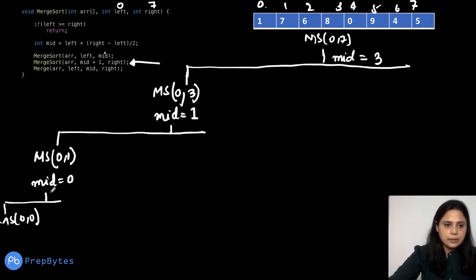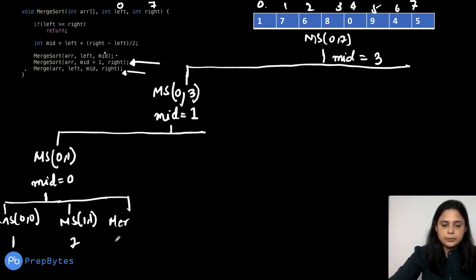Now my mid was 0 here, right? When I called merge sort 0 comma 0, my mid was 0. So now ms 1 comma 1 will get called. Again the same thing happens: left is equal to right, so we simply return from here. Now for left as 0, right as 1 and mid as 0, this particular line will get executed. Now merging will happen. Let's call it MER. This is 1, this is 7, and the merging will give me this part of the array: 1, 7.